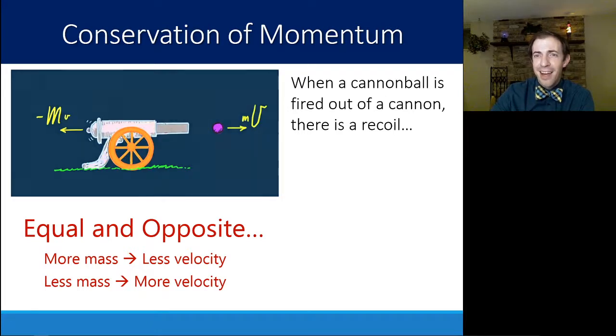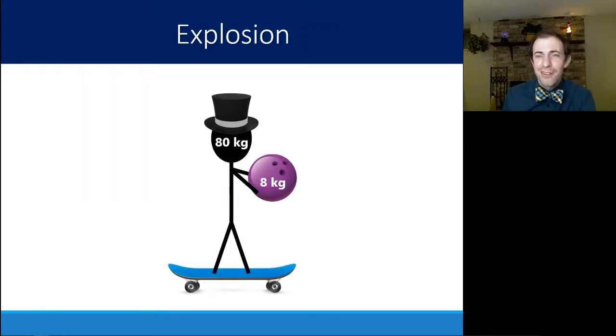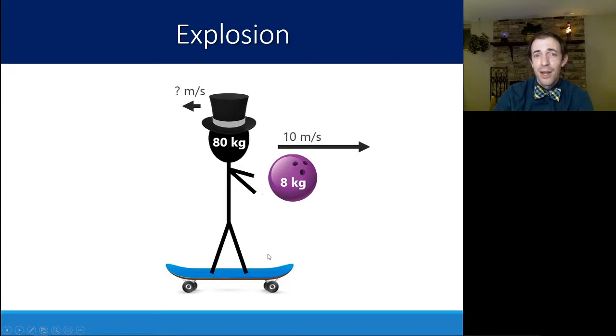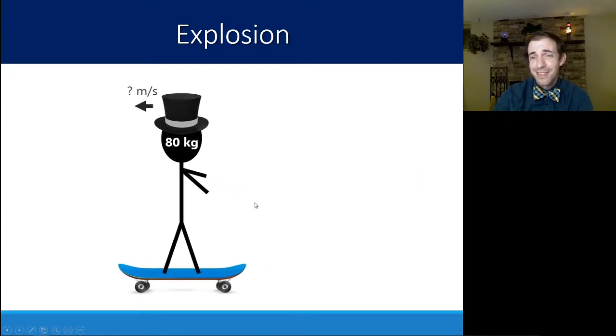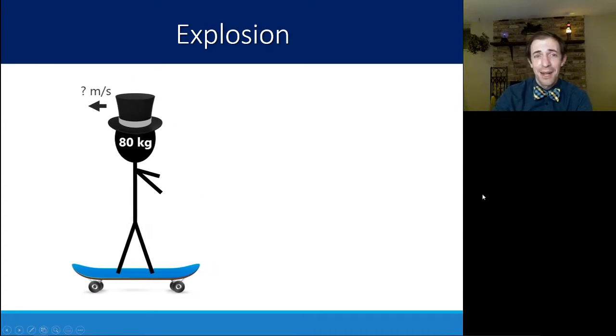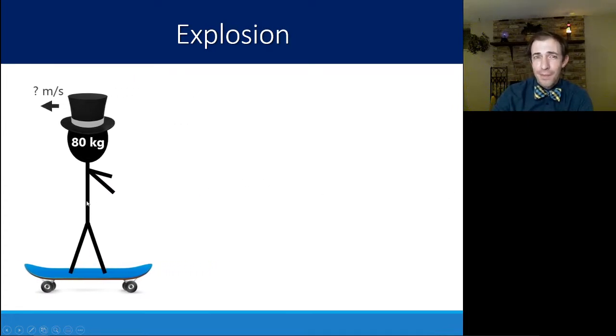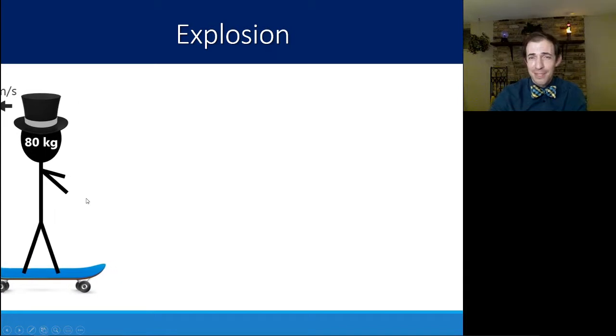So let's look back at our bowling ball toss scenario. Here I'm going to put some numbers to it and say, all right, you're tossing an 8-kilogram bowling ball. And in the process, you plus your skateboard, coming in at a mass of 80 kilograms, are going to move in the opposite direction. Well, the bowling ball is going to move pretty quickly. 10 meters per second is how it went out there. You move a lot slower because you have more mass. More mass means less velocity.